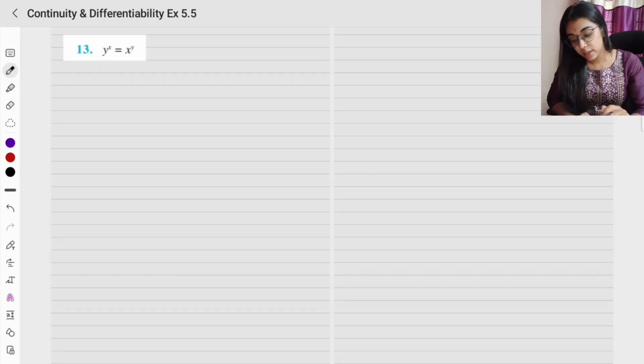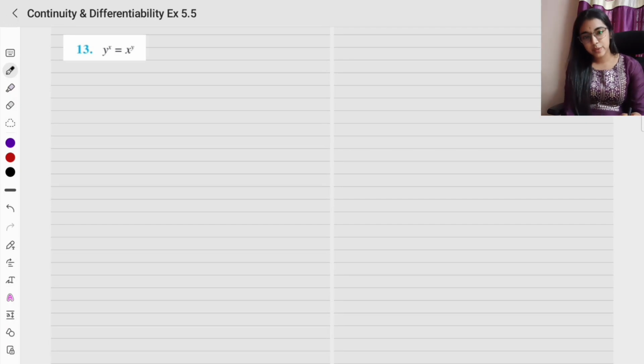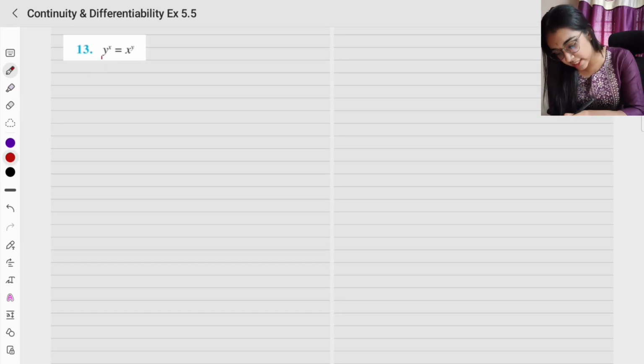Next question. Question number 13. So what is the difference between this and the previous question? I see that LHS is equal to RHS, so we can differentiate directly. I don't have to take this as u and this as v separately. I can directly take the log on both sides.